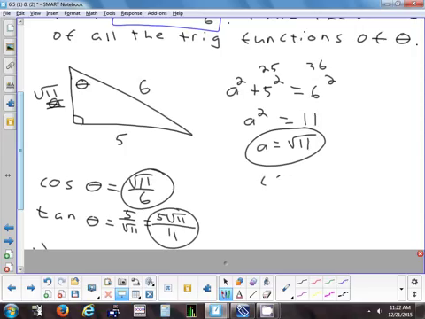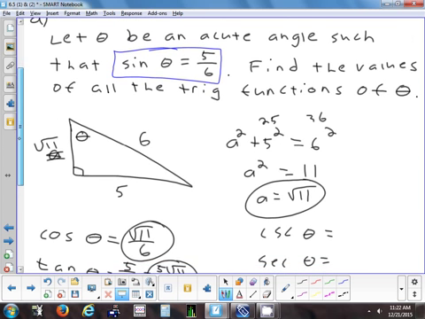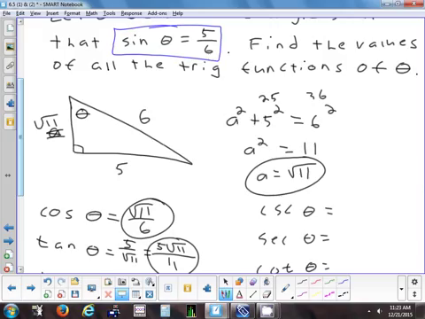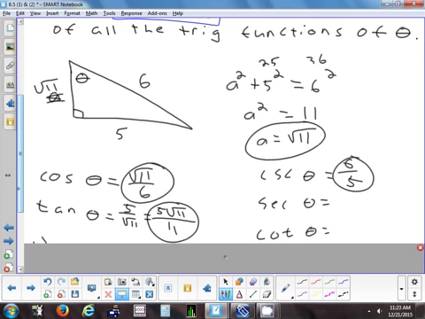Cosecant, secant, cotangent. Okay, what's my cosecant? 6 over 5. Yeah, just take the sine and flip it. How about my secant? 6 square root 11 over 11. Good. And the cotangent? Square root of 11 over 5. Yep, it's easier to go back and just flip the first one, square root 11, and get square root 11 over 5.